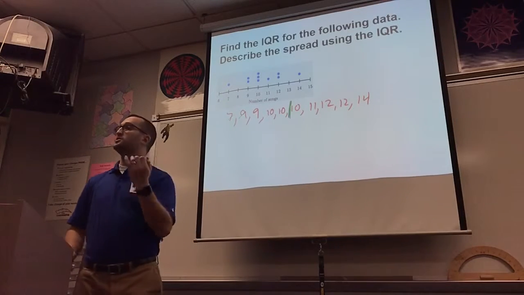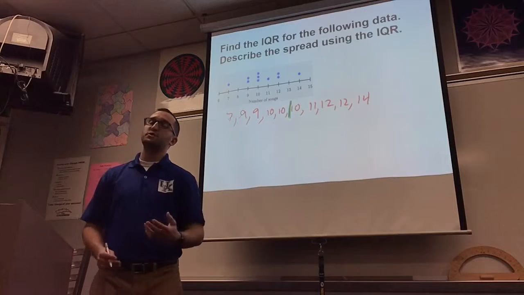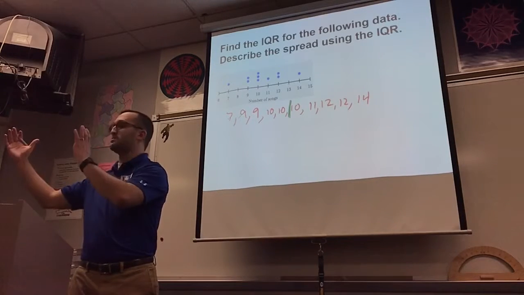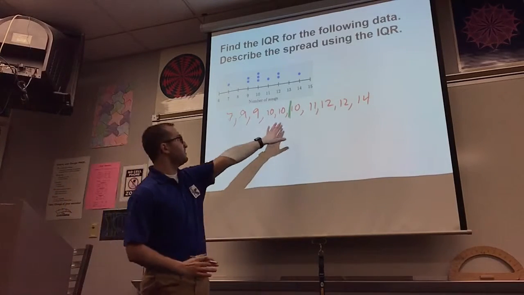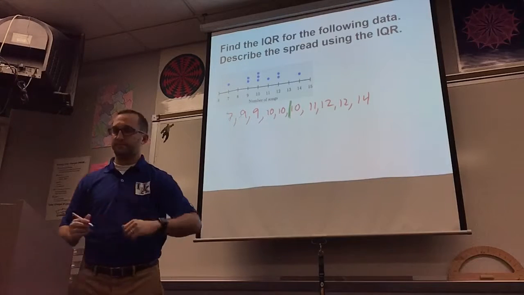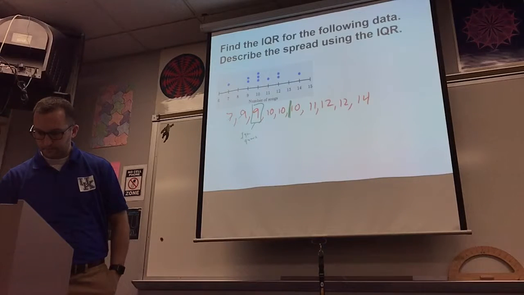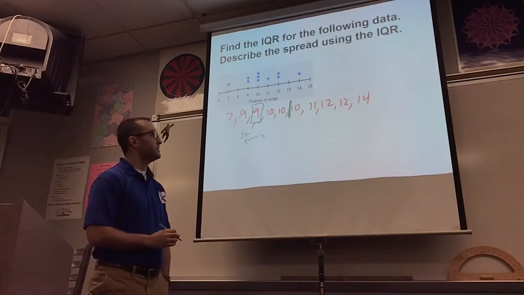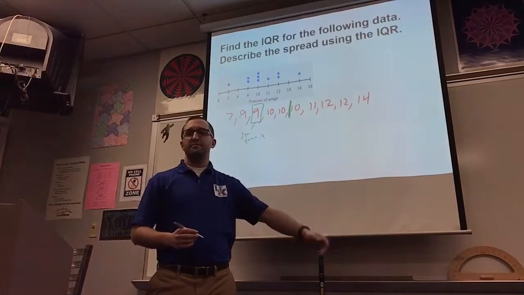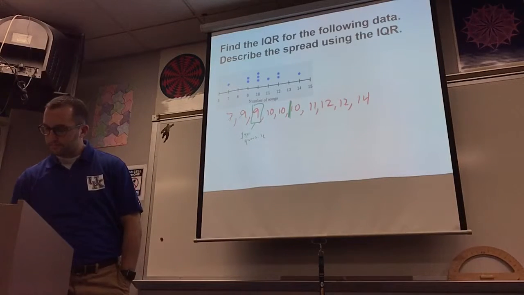We now need to find the first and third quartiles. The first quartile is the median of the bottom half. So let's look at the bottom half. What's the middle number on the bottom half? 9. That's the first quartile. What's the median of the upper half? 12. That's the third quartile.